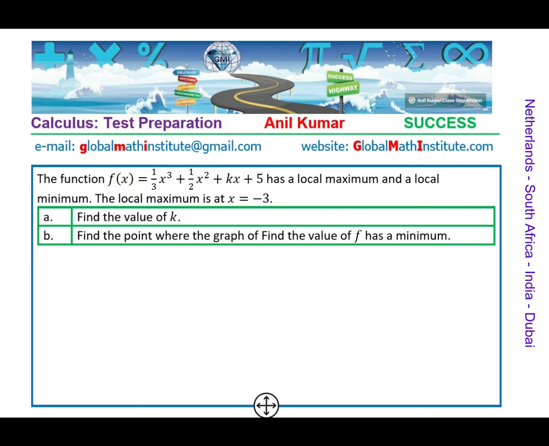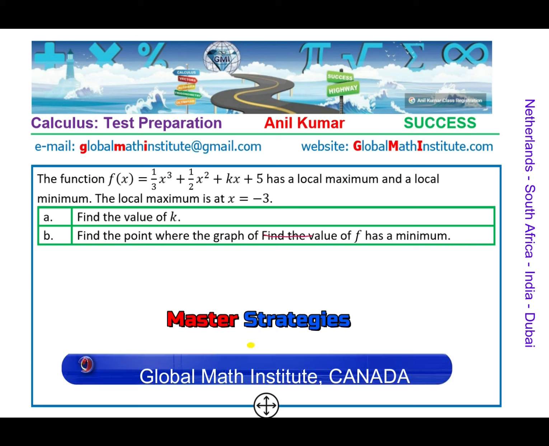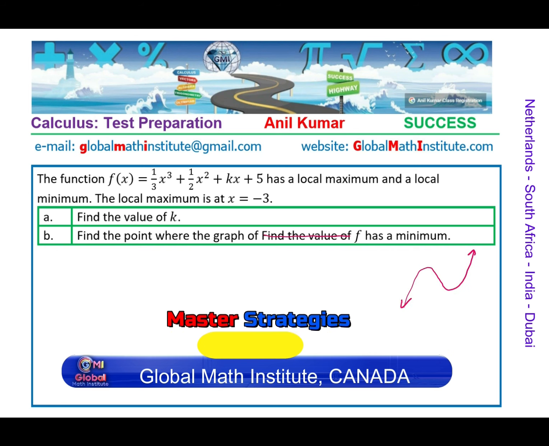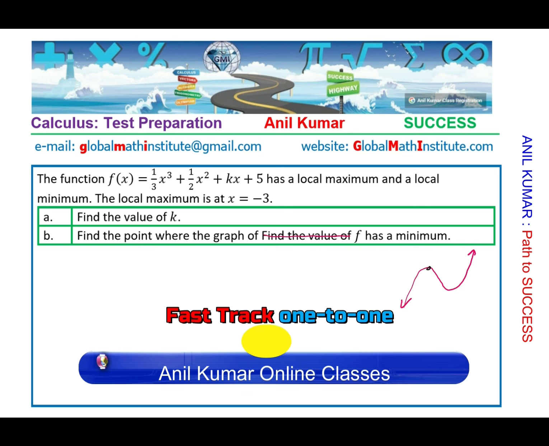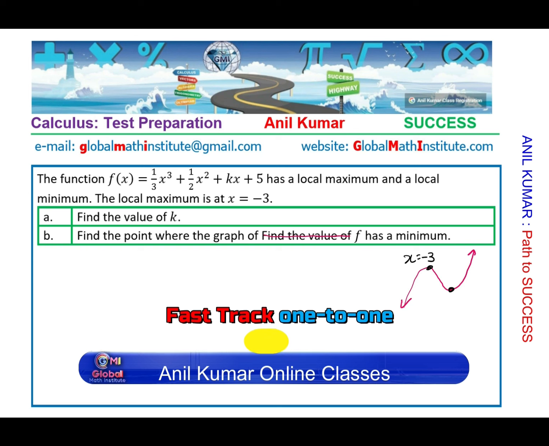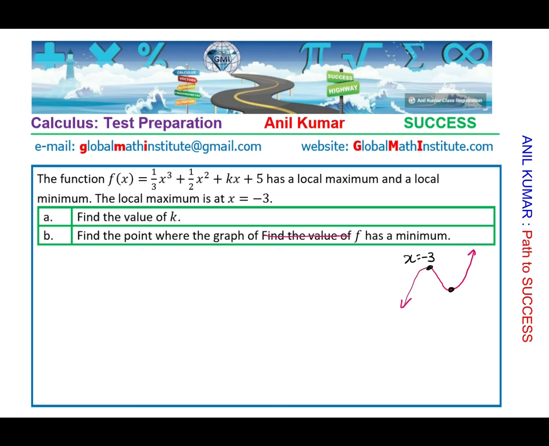So we need to find the point where the graph of f has a minimum, right? This is a cubic function, positive leading coefficient. So something like this, right? So we already know that this point where it was a maximum, it was at x equals minus 3. We need to now find the point where it was minimum. So what we can do here is again find the derivative. We could use the derivative found earlier also. So let me rewrite the function once again.